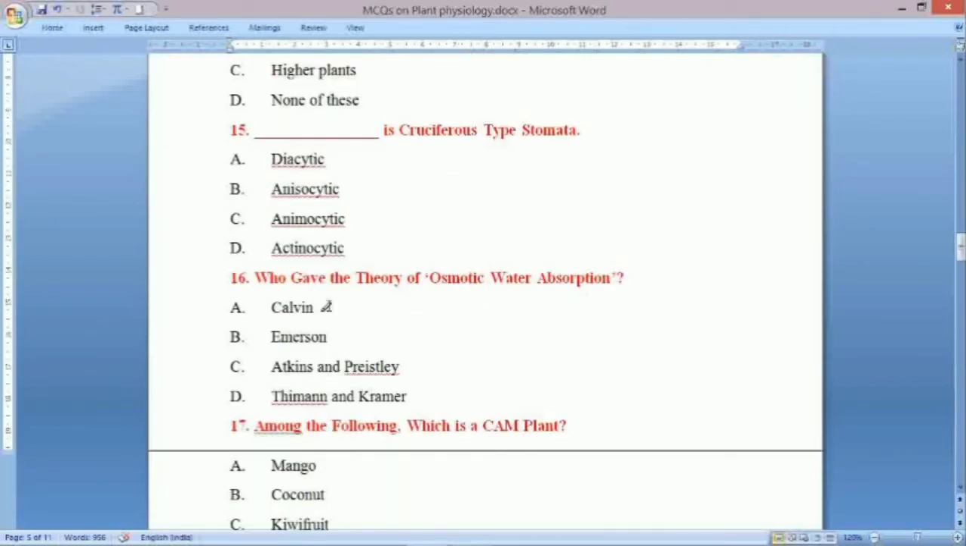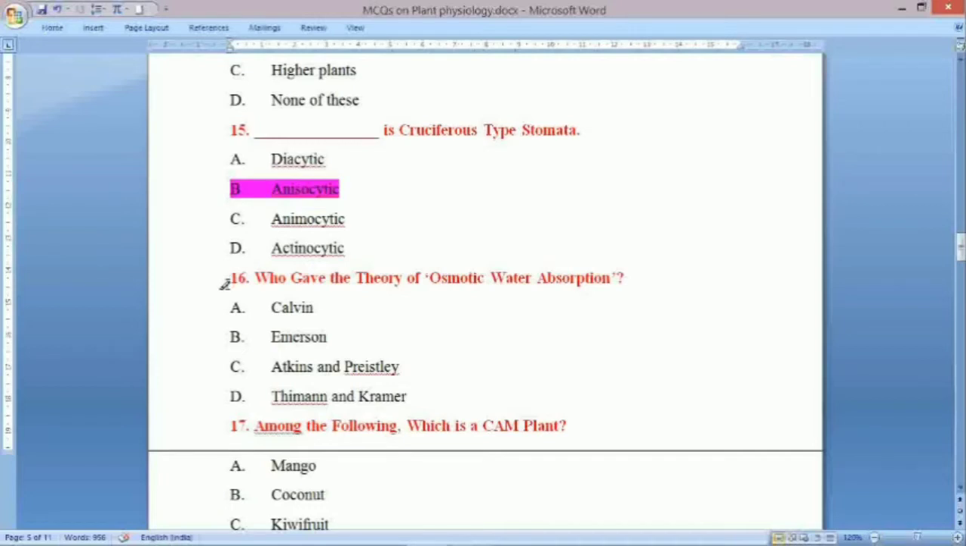Next question, question number 15. Which is the cruciferous type of stomata? And here option is A, diacytic, B, anisocytic, C, anomocytic, and D, actinocytic. And here the right answer is option B, anisocytic.